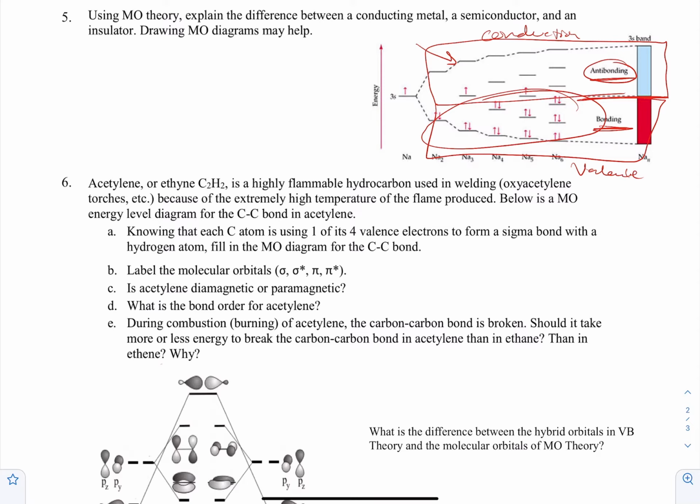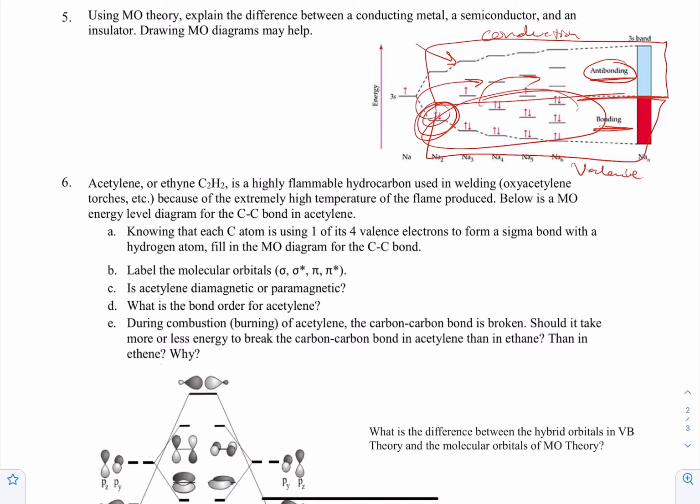If you remember in the very beginning of class, when we talked about bonds in general, we talked about metallic bonds, right? And we said that there was like the sea of electrons. And we said that we would kind of elaborate on that later. Well, this is where we're doing that. What we're saying here is that there's not necessarily a sea of electrons, but they are able to move like a sea of electrons.